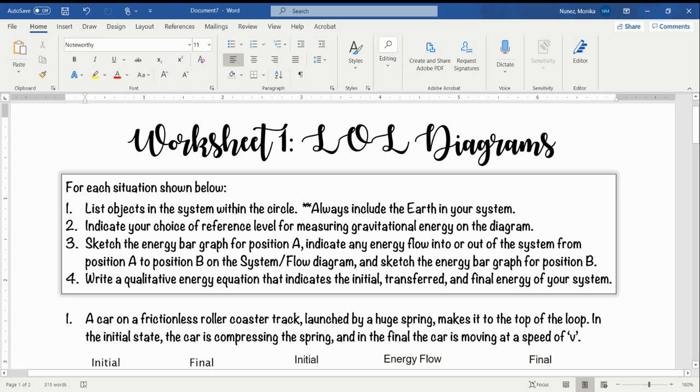And the reason we call them LOL diagrams comes from when we draw them from scratch ourselves. We start out with a large L, a large O, and a large L. And so we'll get some examples of doing that in class.